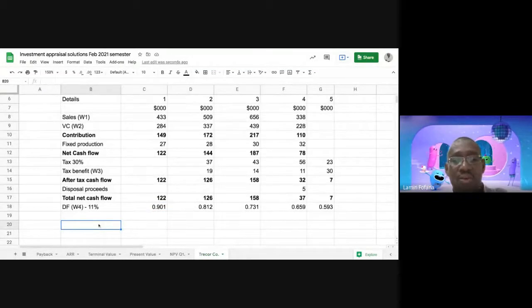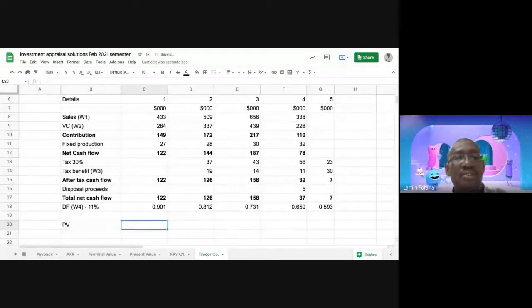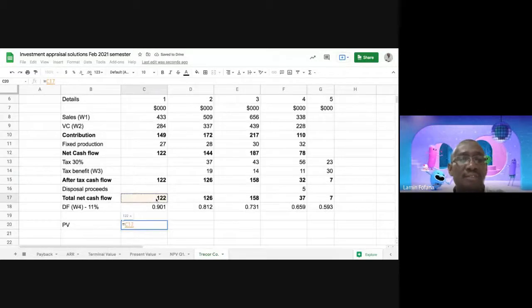So now we are going to calculate our present values, which will be the total net cash flow multiplied by our DF. We just duplicate. Finally.